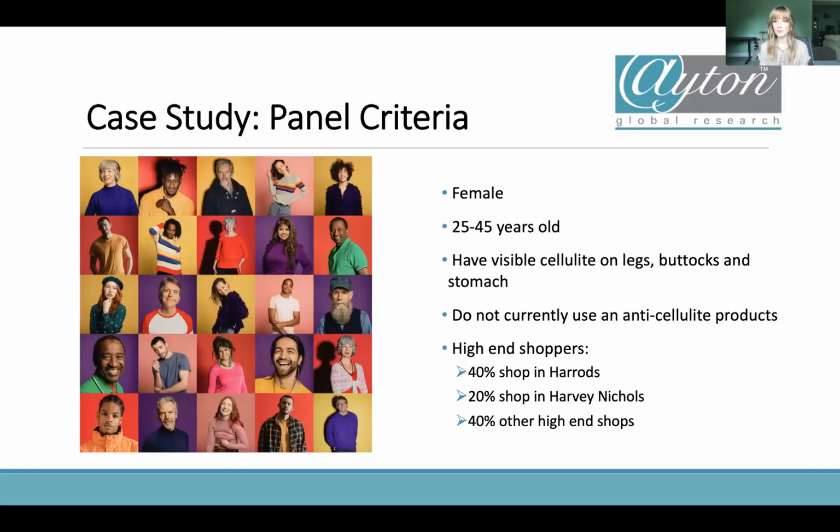We wanted all female because that's who they're marketing the product towards. They have to be between 25 and 45 years old as well, because again, that's their target market. That's exactly what we're looking for as well with consumer research. We want to completely mimic who the target consumer is. They had to have visible cellulite on their legs, buttocks, and stomach. They don't want to currently use anti-cellulite products. We want to look at this as like a fresh effect.